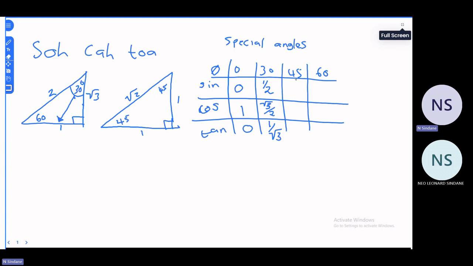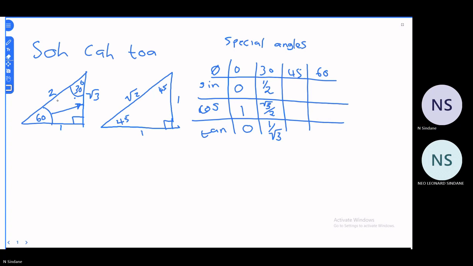Then let's jump this one; we'll come back to it. Let's come to 60. Now 60 is my reference angle. This will be my opposite, and then if that is my opposite, 1 is my adjacent, and 2 is still my hypotenuse.